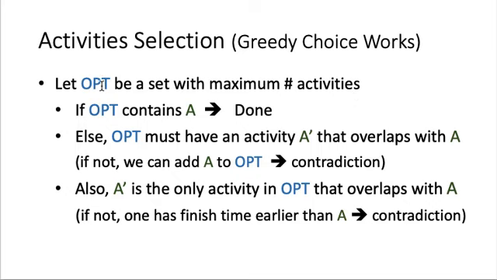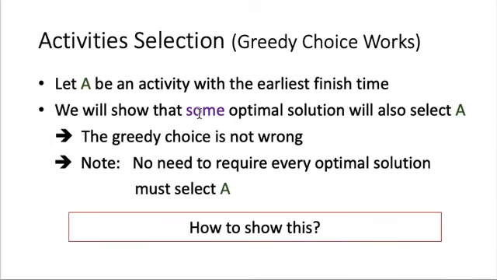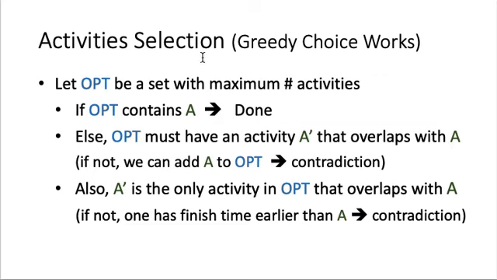Now first of all, if this set of activities contains A, then we are done, because we are not that ambitious. We just want to show that some optimal solution will select A. So if this opt already selects A, then done. This is our purpose. Now on the other hand, suppose that opt does not select A.